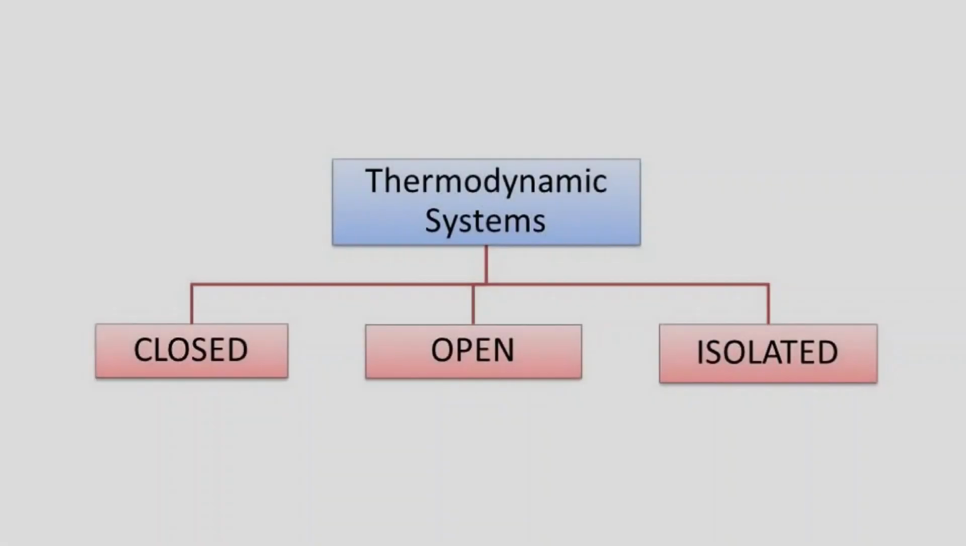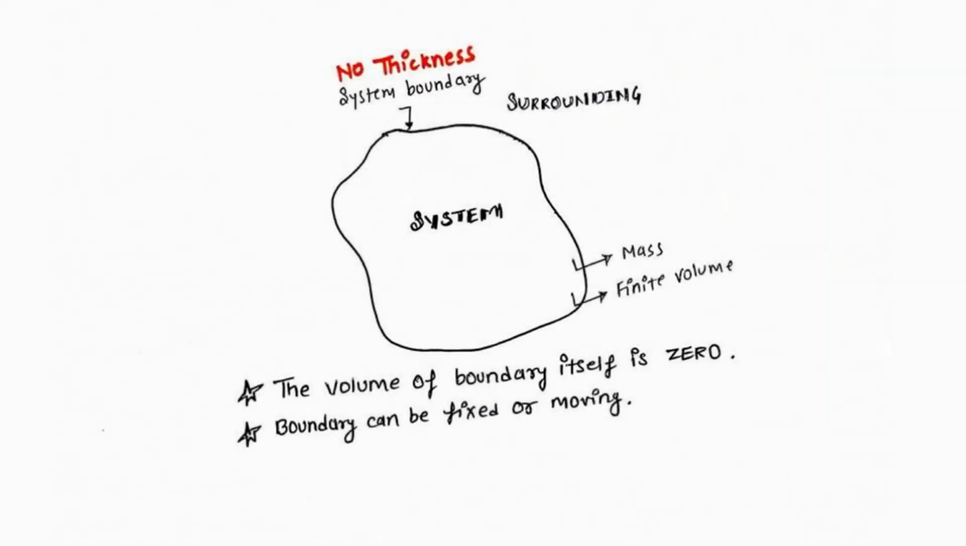And thermodynamic systems are of three types. One is closed, second one is open, and third one is isolated. Let's understand them one by one. In a closed system, we are basically dealing with a control mass system. That means we have a system which has a mass as well as a finite volume. And we are considering a system boundary which has no thickness.